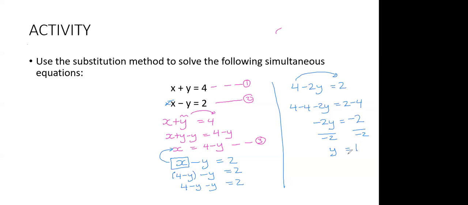Now, after getting my y, I made my x the subject already. So I'm going to say that my x was equal to 4 minus y. But what is my y? My y is 1. So I'll say x will equal 4 minus 1, which will give me 3. So this is my x. So you have solved simultaneously using the substitution.